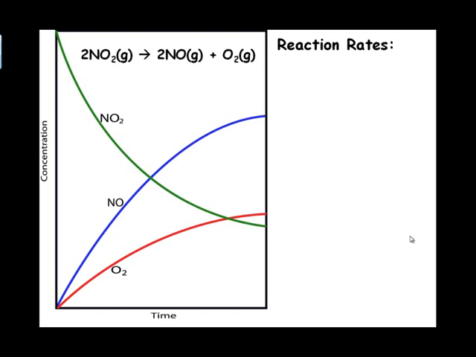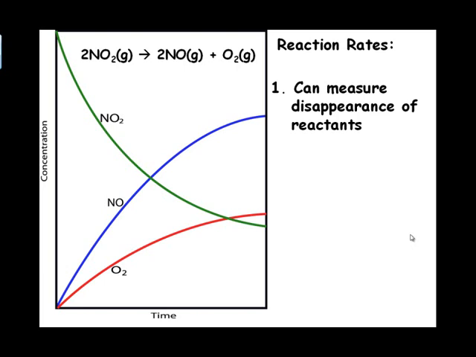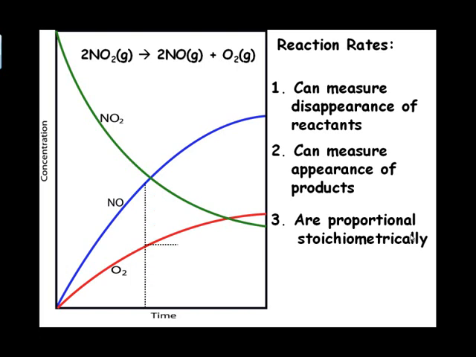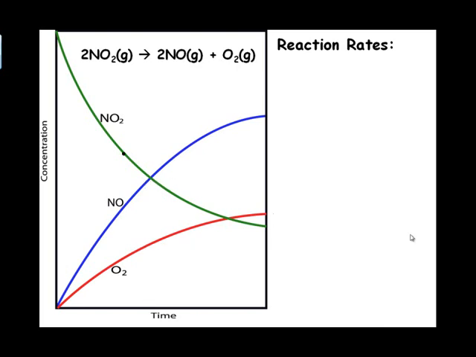If you'll notice, the NO2 is decreasing, that's the green on the screen. The NO is increasing, and the O2 is increasing. Notice that the NO is increasing twice as fast as the O2 is. So we can measure the disappearance of reactants, that would be the NO2. We can measure the appearance of products, that would be the NO and the O2 on the graph. And as I said before, they're proportional stoichiometrically, so you can use the balanced equation, and again, the NO is going to appear twice as fast as the O2 appears.